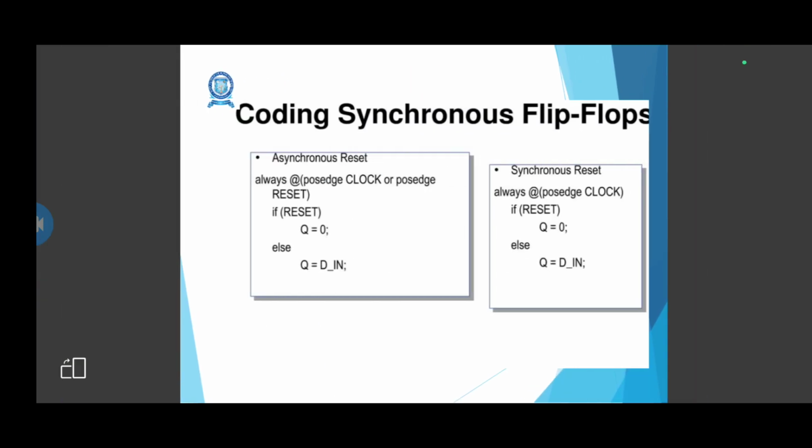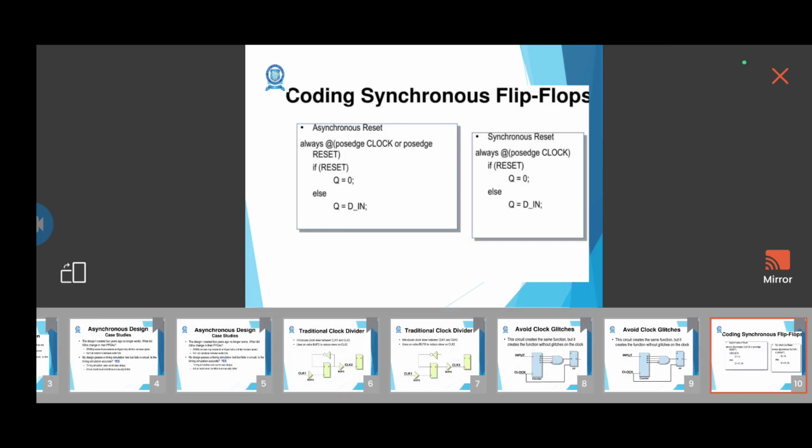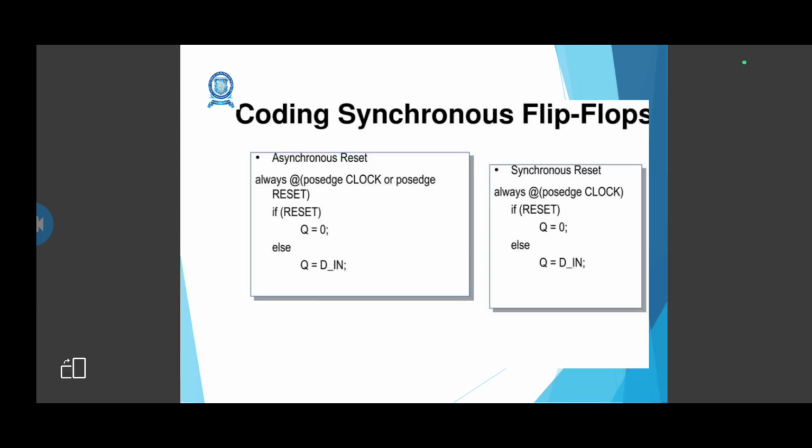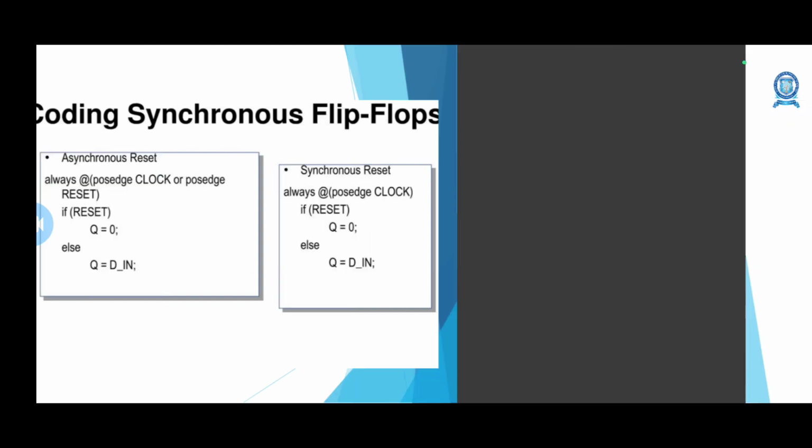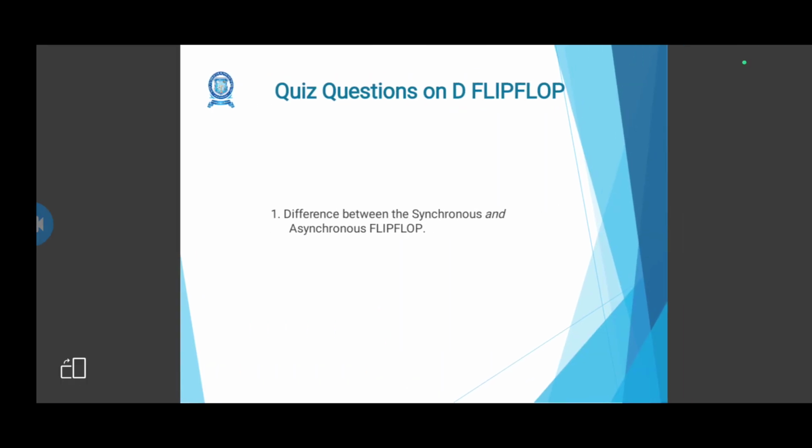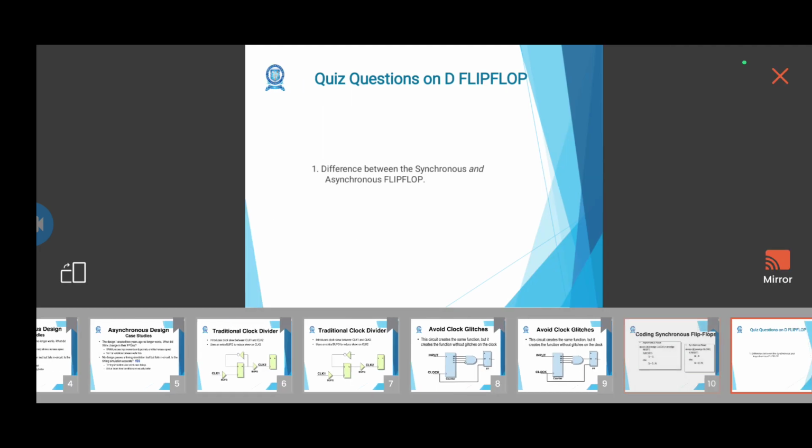So here this is the code for the synchronous flip-flop. First we write always @(posedge clock or posedge reset). If reset, then q is equal to 0. Synchronous means here, on this side q equals 0, and on this side q is equal to 1. Q specifies the D flip-flop, and the difference between the synchronous and the asynchronous D flip-flop.